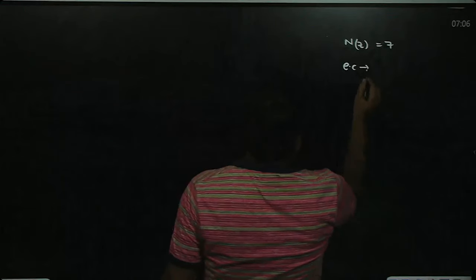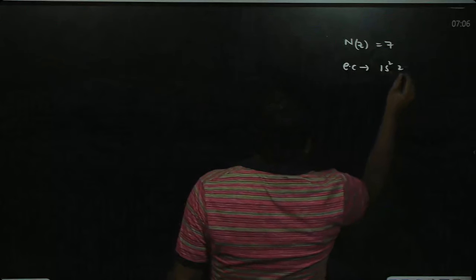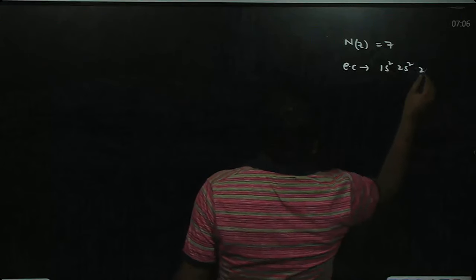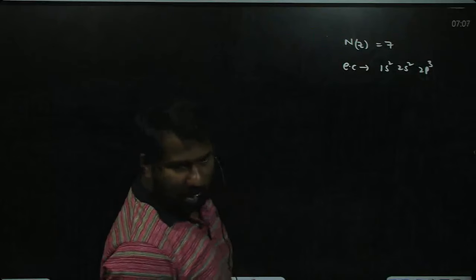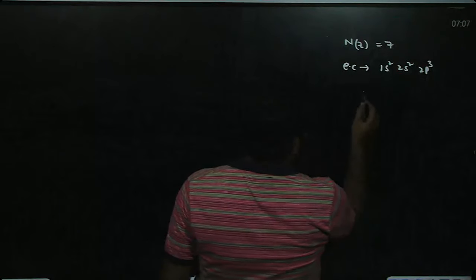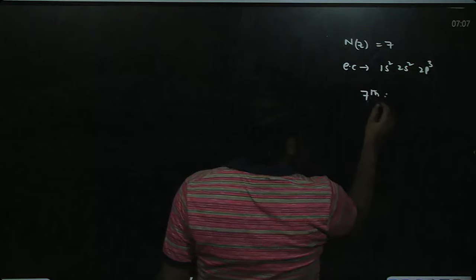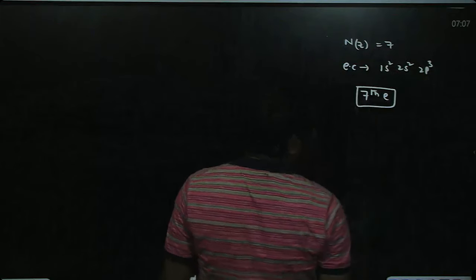Quantum numbers. For example, I am going to take a nitrogen atom. What is the atomic number of the nitrogen atom? 7. If I need to write the electronic configuration, how am I going to write it? 1s2, 2s2, 2p3. Now, I need to find the properties of the 7th electron.